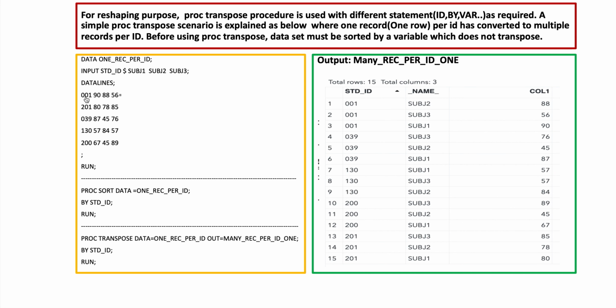When we observe the column names, 2 columns are default here: underscore NAME underscore and COL1. These 2 names are default names, and they don't make specific sense. That's why we have to rename these 2 columns: underscore NAME underscore to subject and COL1 to marks. Let me go to the next slide.